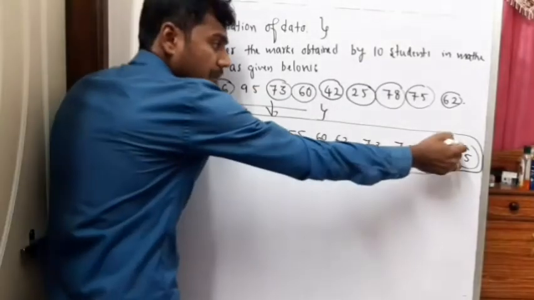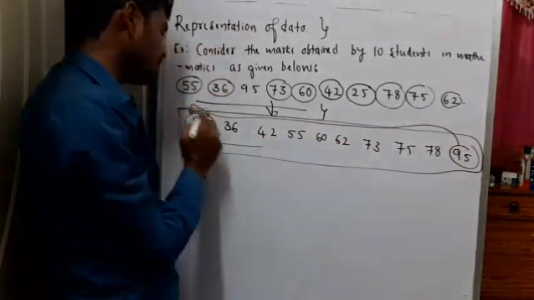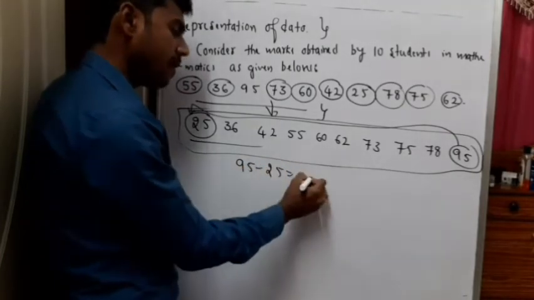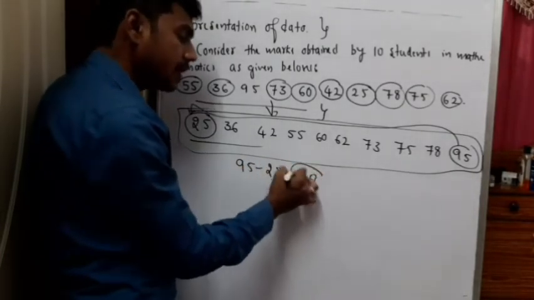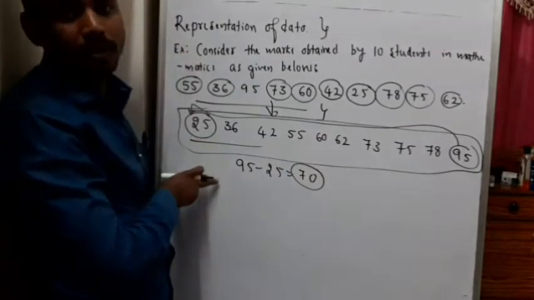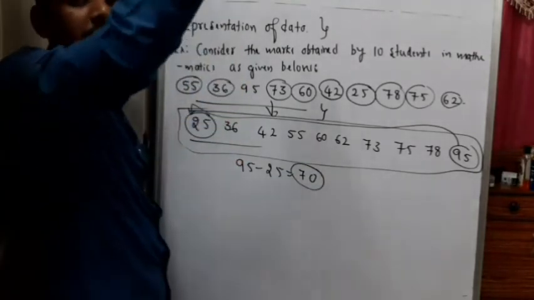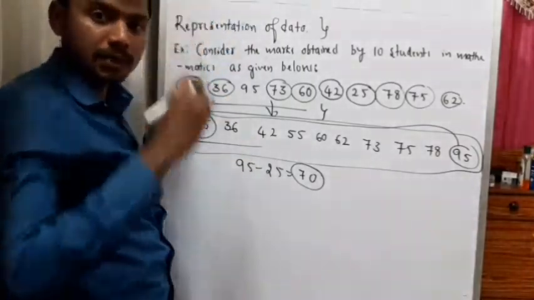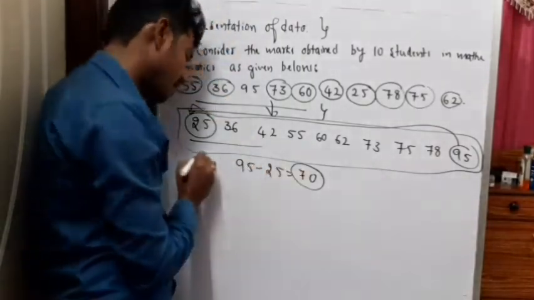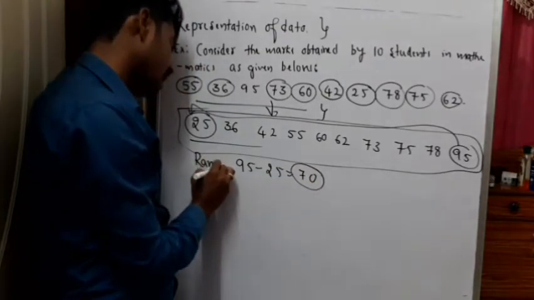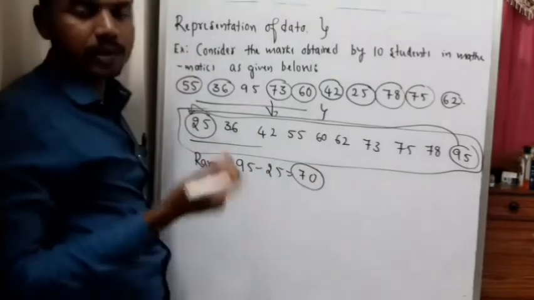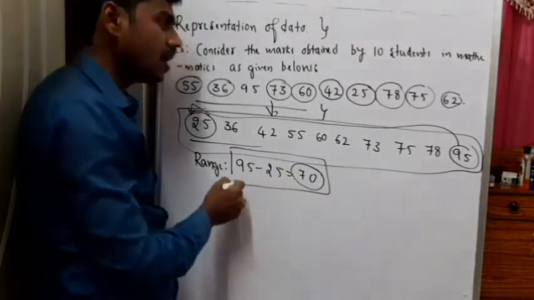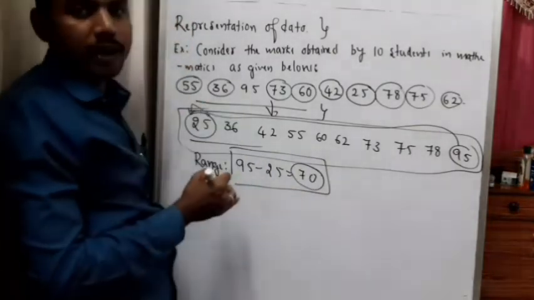Now the difference between the maximum score and minimum score is 95 minus 25, which is equal to 70. 70 is the range of this particular data. The difference between the maximum score and the minimum score, or maximum record minus minimum record, will give you the range. Range is the difference between maximum and minimum record. So this is one way of arranging the data.